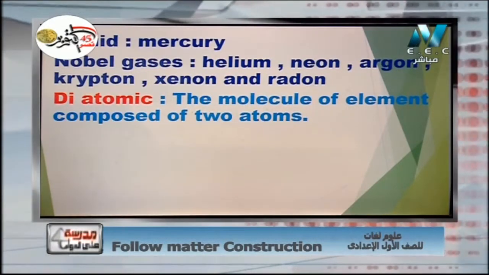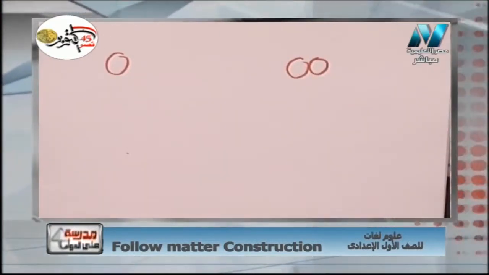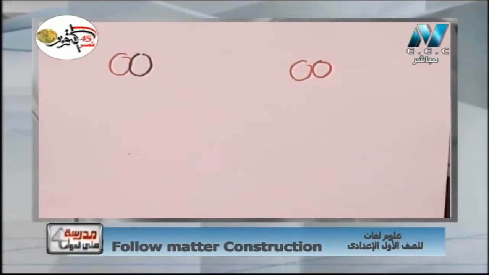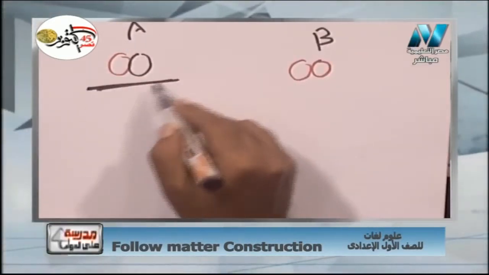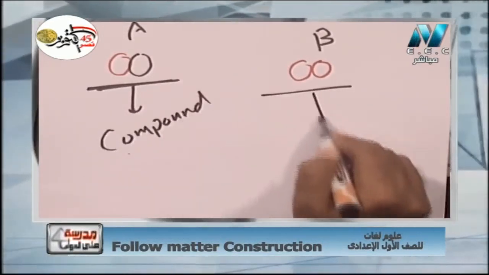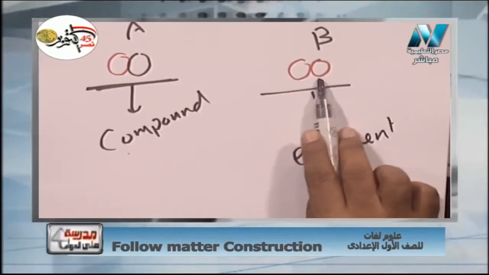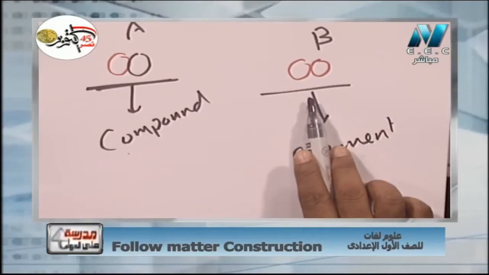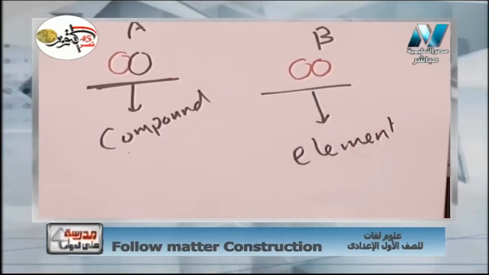Now, let's check our information. Which one of these is a diatomic molecule of element? A or B? I can't say A because A is a molecule of compound. But B is a molecule of element. Give a reason why B represents a molecule of element: because it consists of the same type of atoms.